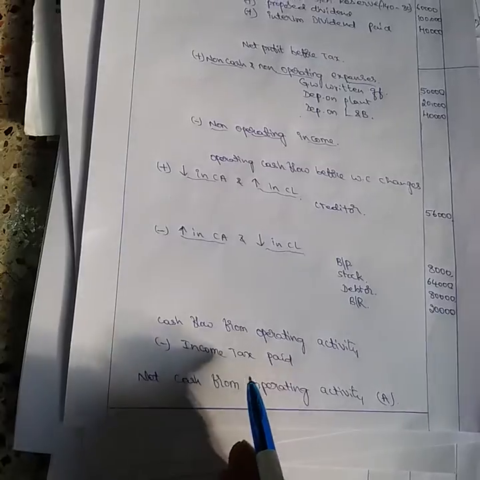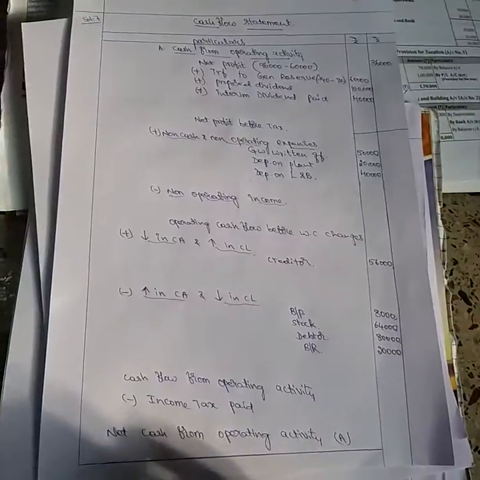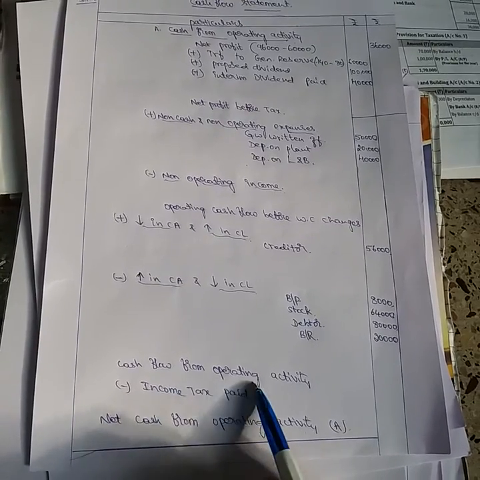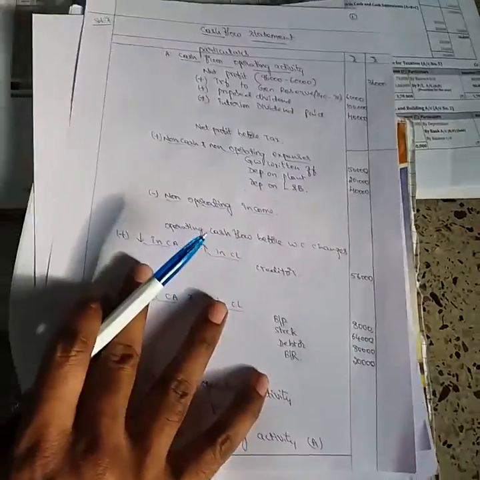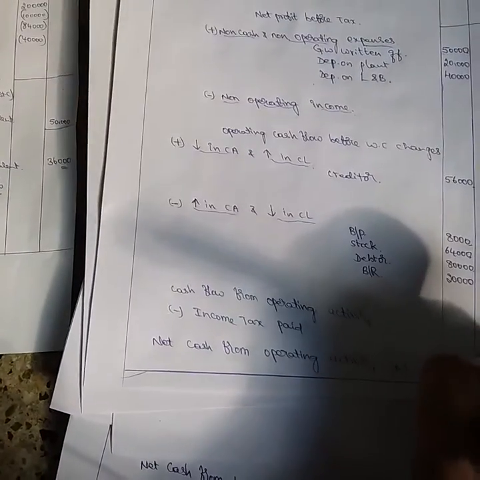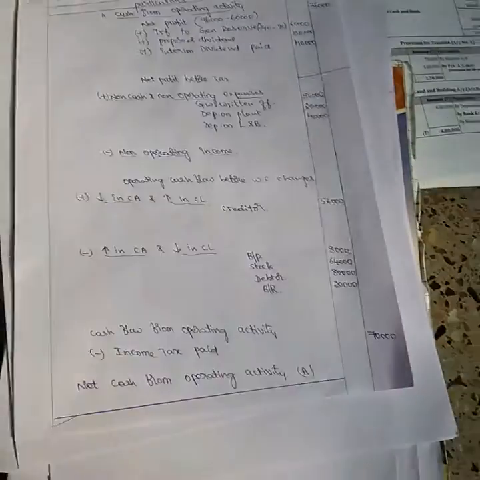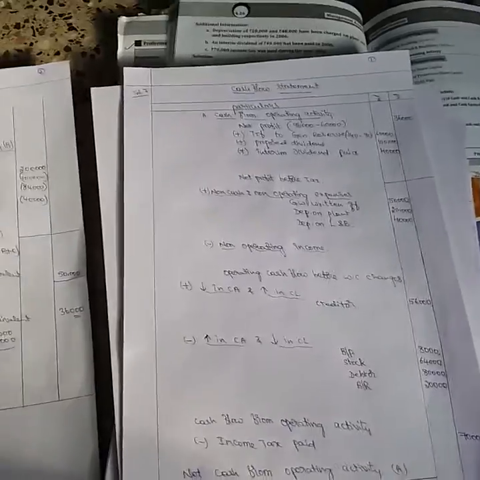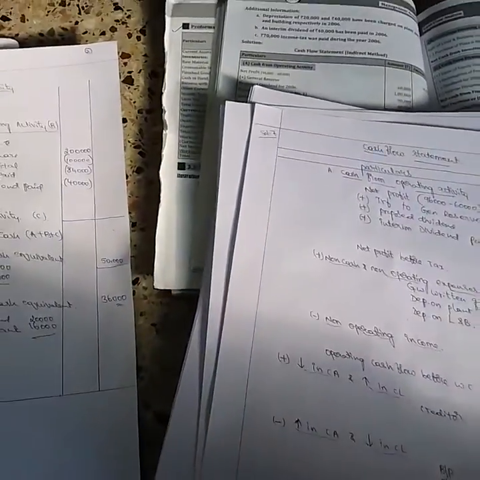So income tax paid should be deducted here. So this is an operating activity. At last we'll get cash flow from operating activity. From this balance, income tax should be deducted. So income tax paid during the year is 70,000. So deduct 70,000 here. Okay, so now all the adjustments are finished. Now close the ledgers first, one by one.